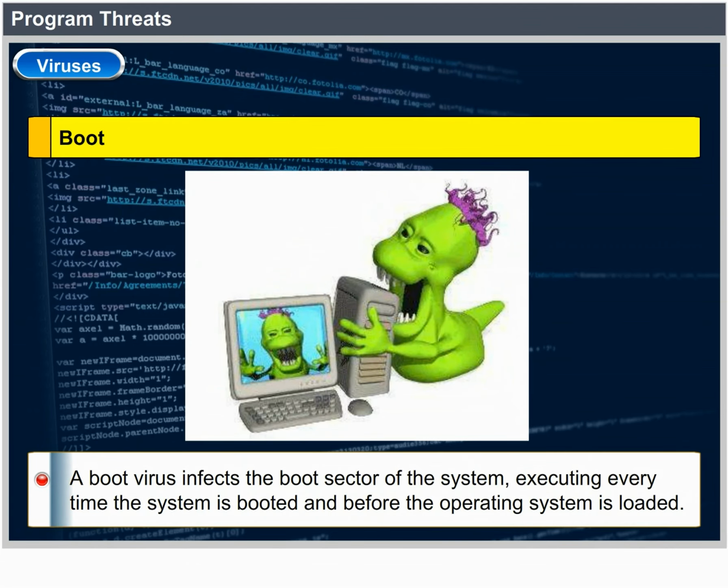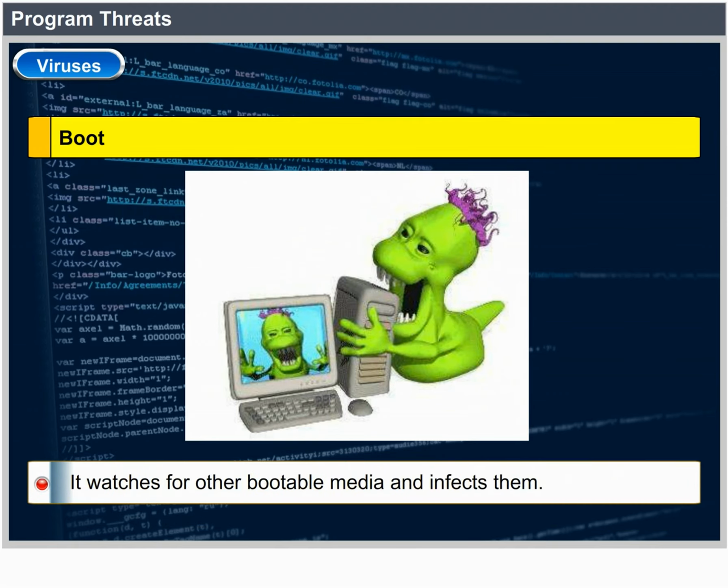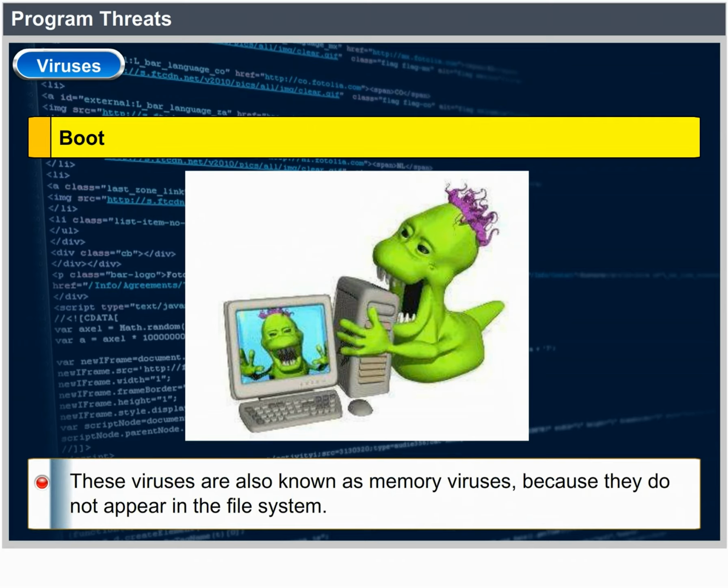Boot. A boot virus infects the boot sector of the system, executing every time the system is booted and before the operating system is loaded. It watches for other bootable media and infects them. These viruses are also known as memory viruses because they do not appear in the file system. Figure below shows how a boot virus works.